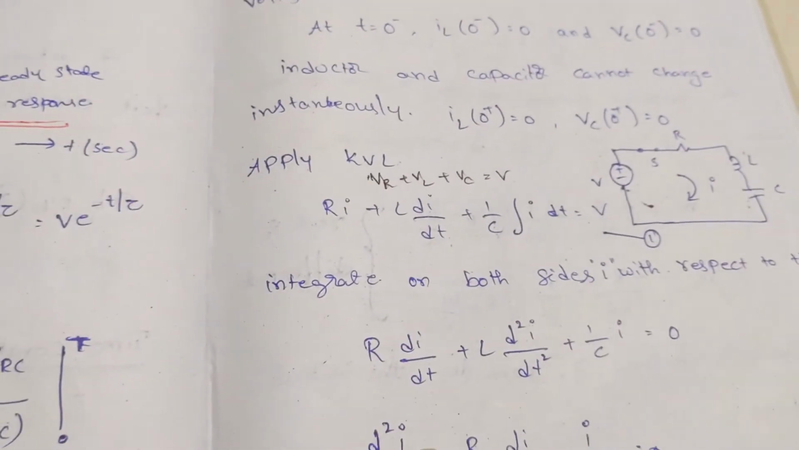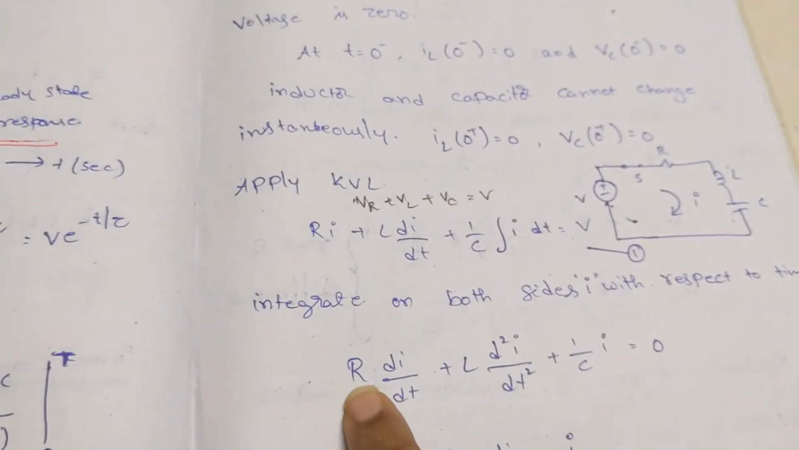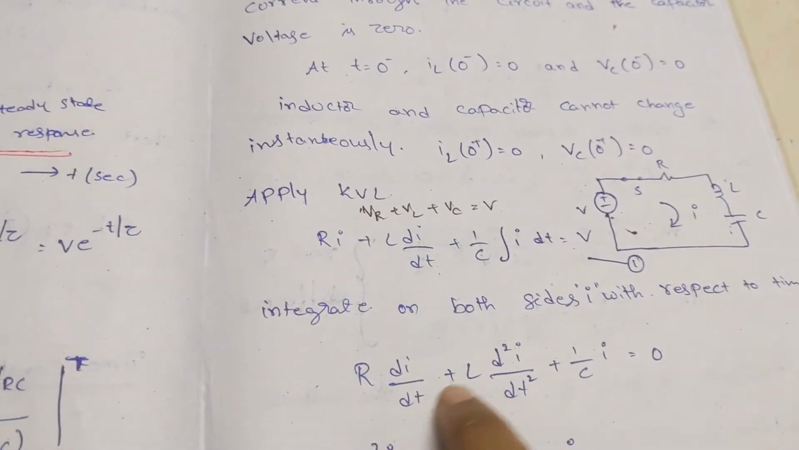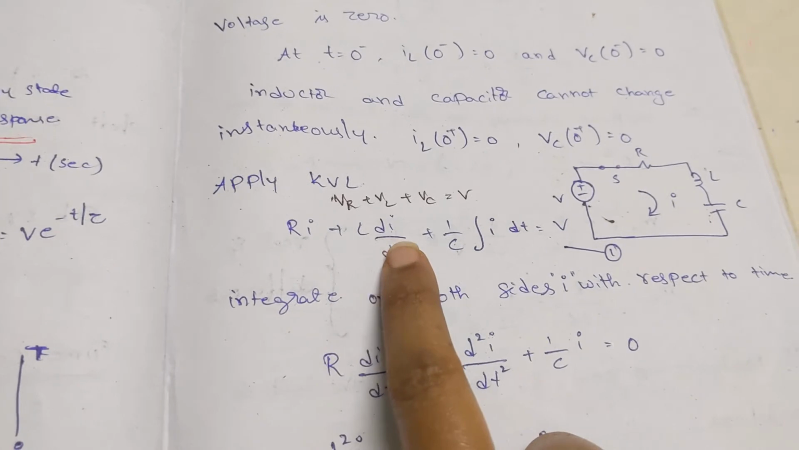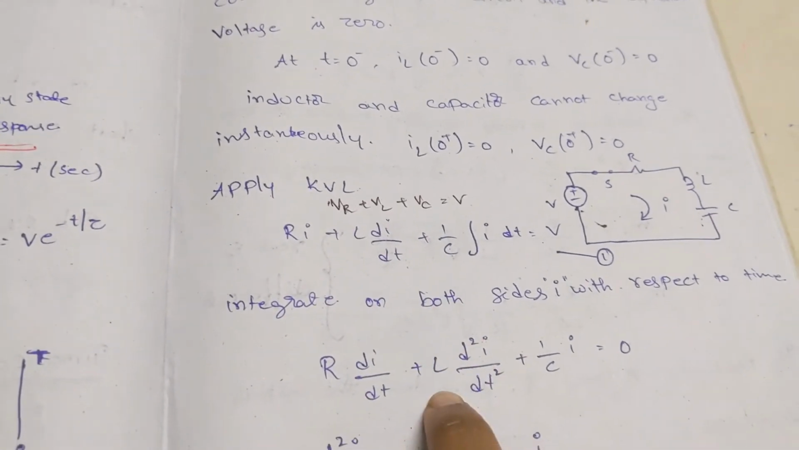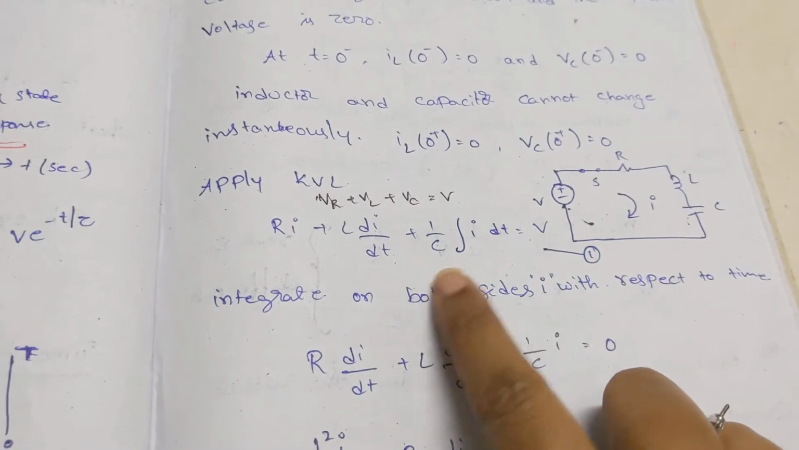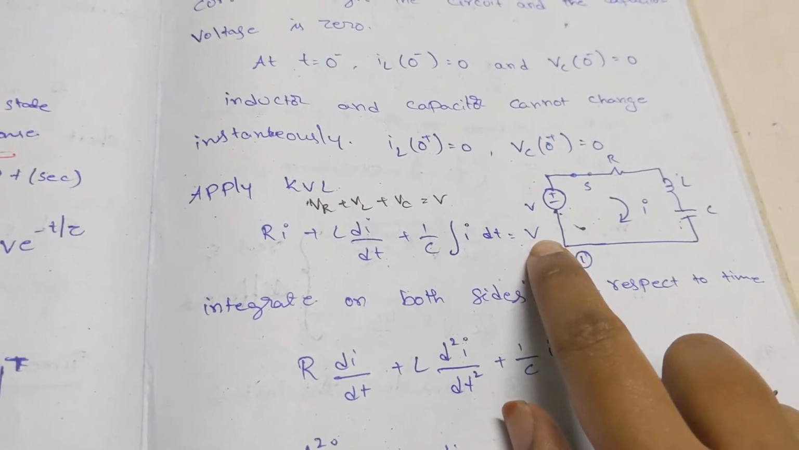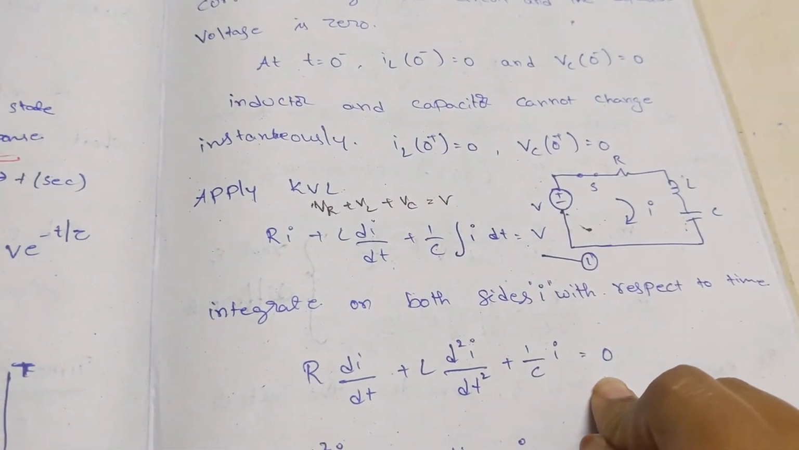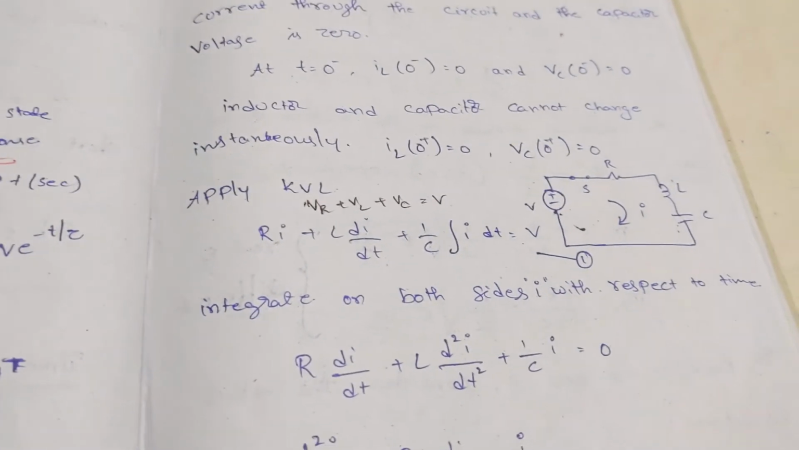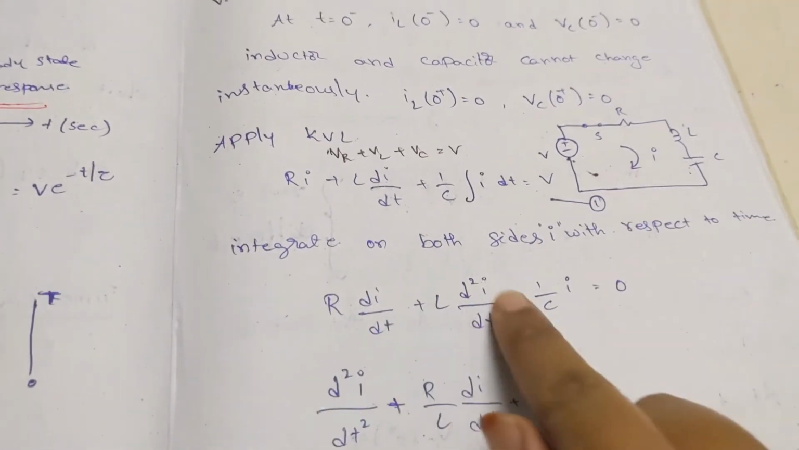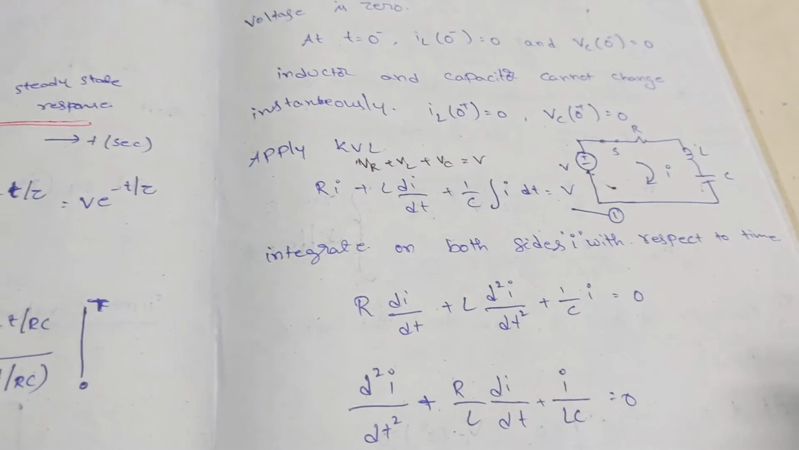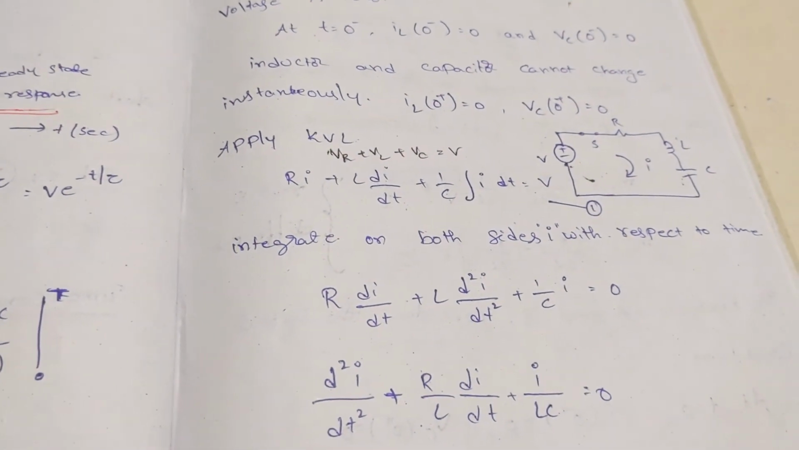When you perform the differentiation, R times I becomes R di by dt, and the first order derivative becomes the second order derivative. The integrated term and the differential term cancel out, so it becomes a constant I. Since V is a constant term, when you differentiate it on both sides, it becomes 0. Now rearrange this equation in such a way that we have the second order derivative, first order derivative and constant.